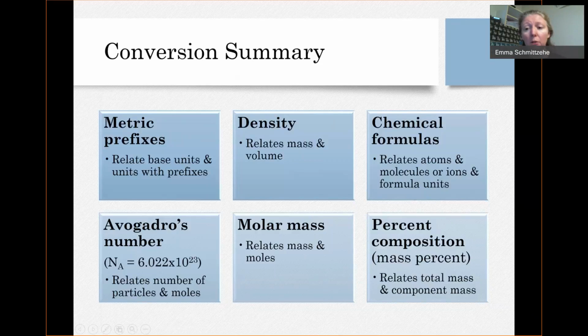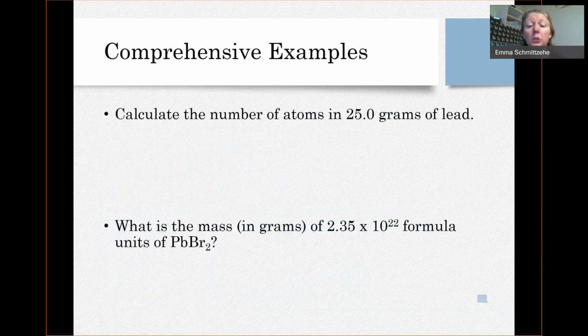examples of using multiple of these in one problem. So instead of doing one-step conversions, let's look at multi-step conversions. So more complex ones that are comprehensive. They contain at least two of these things that we're going to apply. So let's see. Here we've got a couple examples.